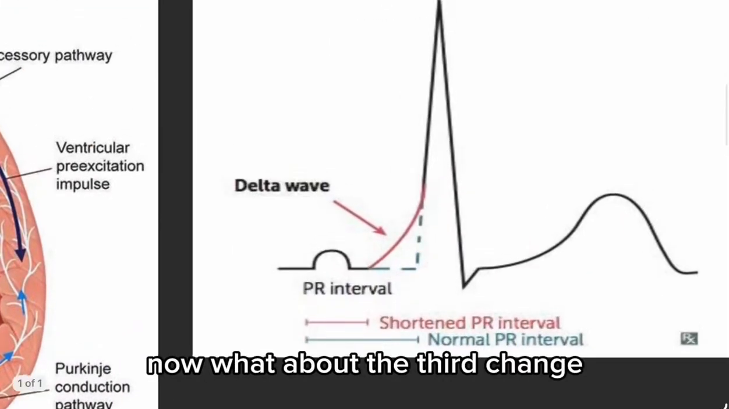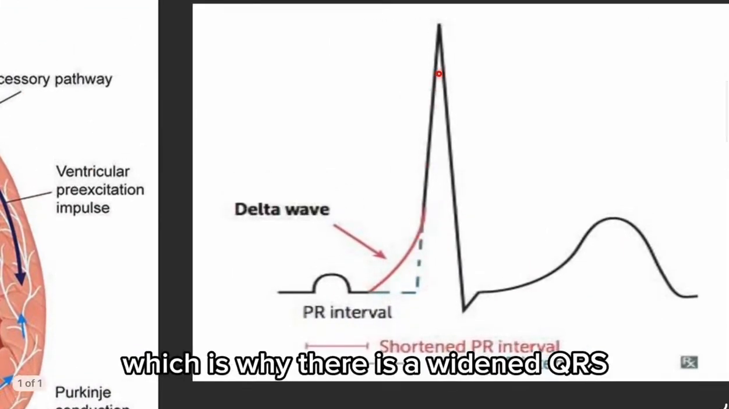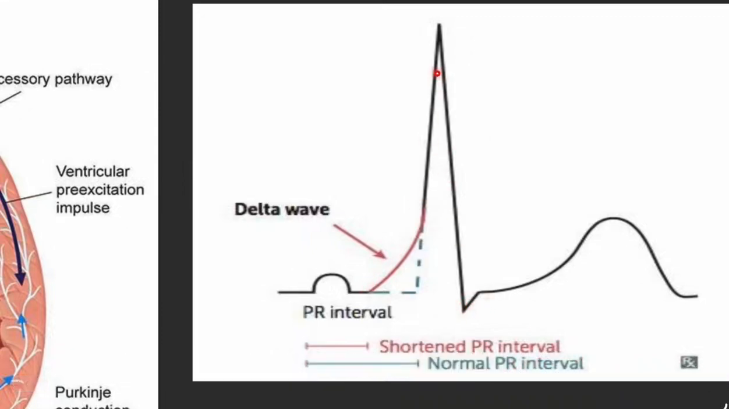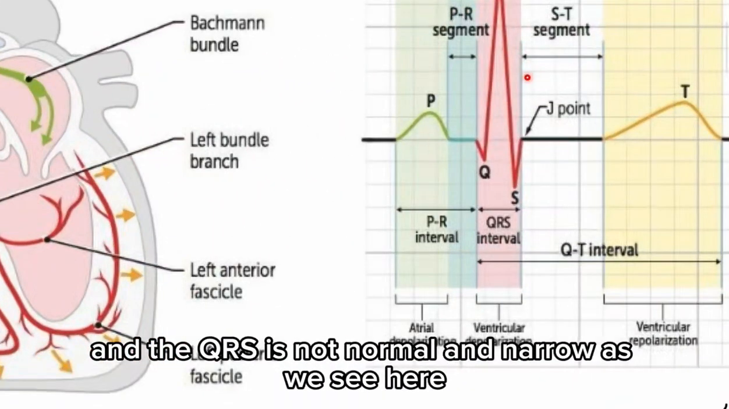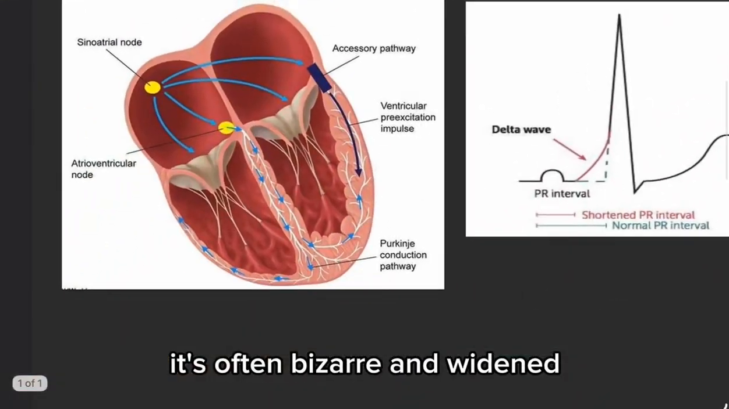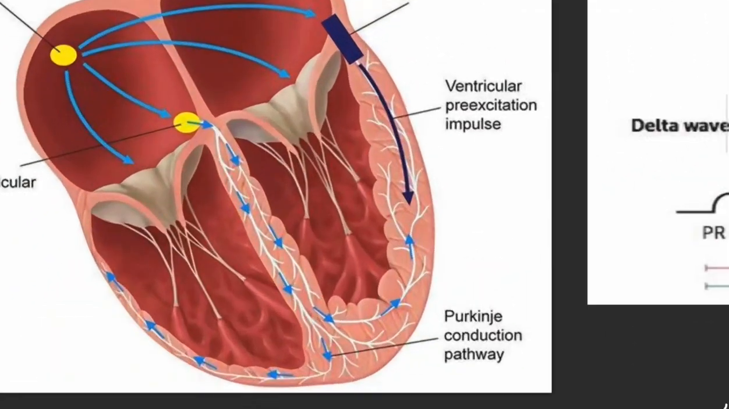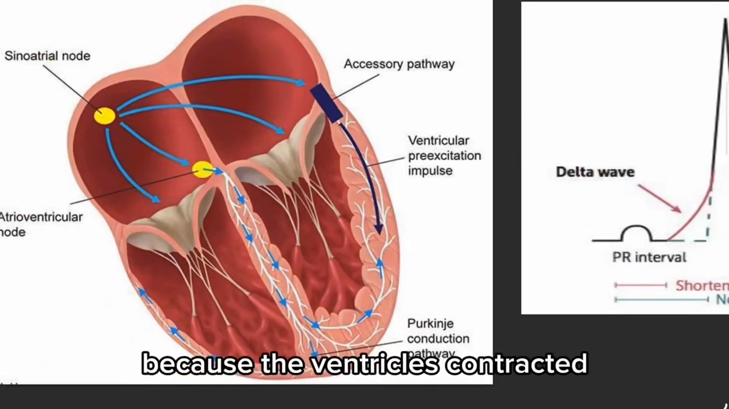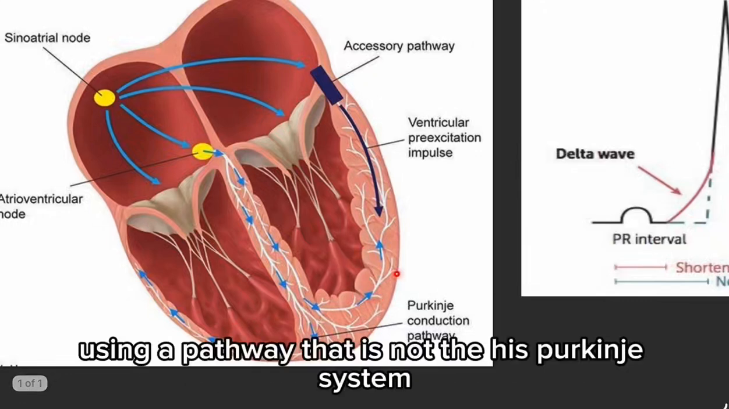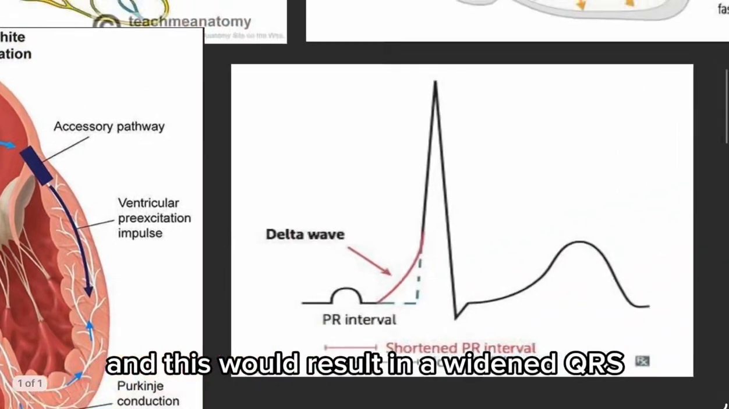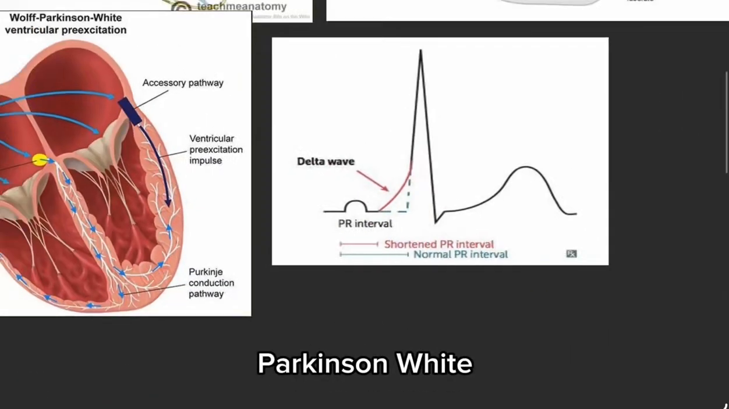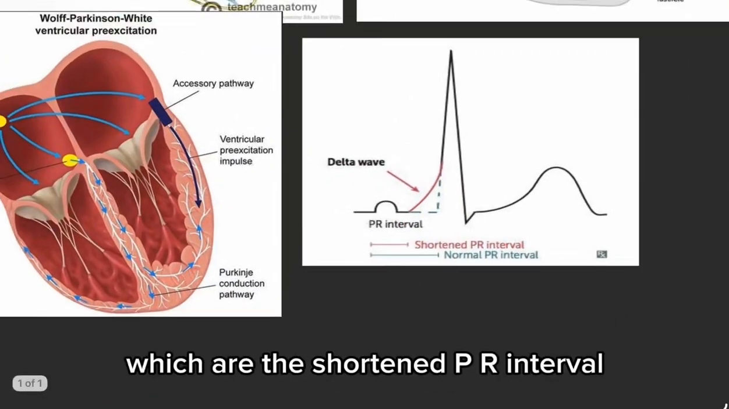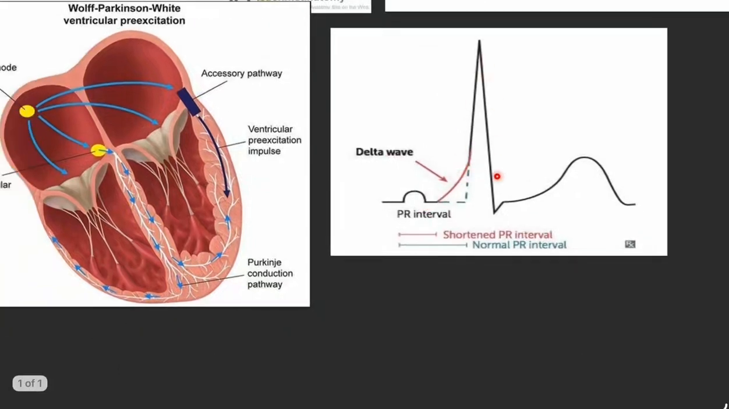Now what about the third change, which is why there is a widened QRS? The QRS is not normal and narrow as we see here. It's often bizarre and widened. And because the ventricles contracted using a pathway that is not the His-Purkinje system, this will result in a widened QRS. So right now we just tackled the three changes that occur in Wolff-Parkinson-White, which are the shortened PR interval, the delta wave, and the widened QRS.